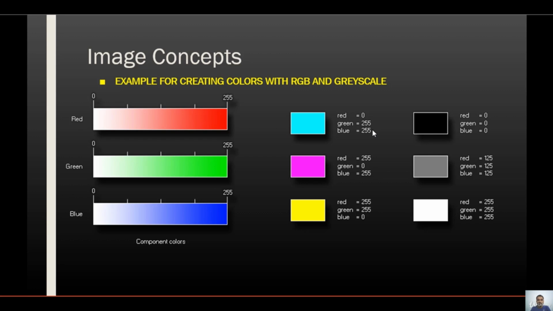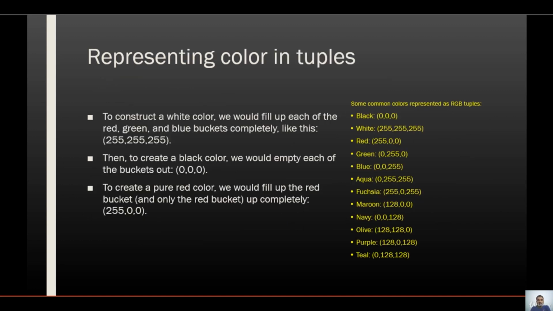Primary colors combine together to form secondary colors, stuff like that. And this is how we represent colors in tuples. As we know, a tuple is a format in which we can save values. Here we are talking about three values: the red, green and blue values. These three values are saved in a sequential form inside a tuple.